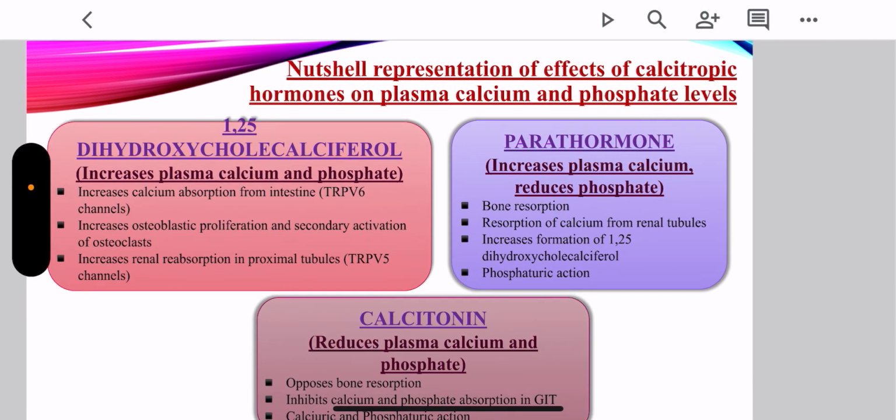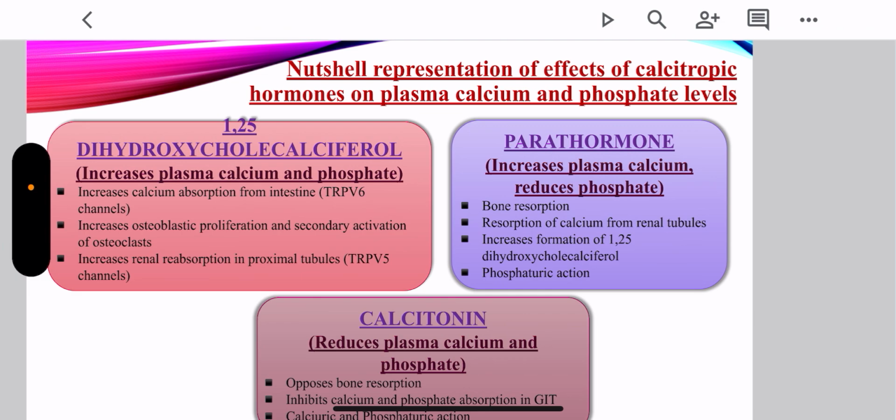So first of all, I will talk about the role of 1,25-dihydroxycholecalciferol. How does it affect the mechanism of calcium homeostasis? It basically increases the plasma level of calcium and phosphate. How does it happen? How can the absorption be increased? By increasing the absorption from the intestine. We had discussed in the previous lecture that TRPV6 channels are involved in the absorption of calcium from the duodenum. Secondly, it increases the proliferation of osteoblasts.